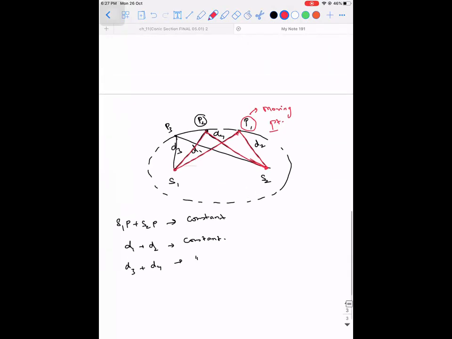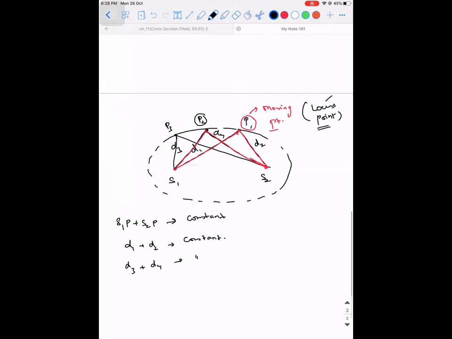See, in some books, generally in NCERT, it is not given. This moving point is also called the locus point. I didn't introduce this because you might get confused between locus and focus. Locus is the moving point. Focus is the fixed point. So don't get confused. The one that starts with L is the moving point. The one which is fixed is called the focus.